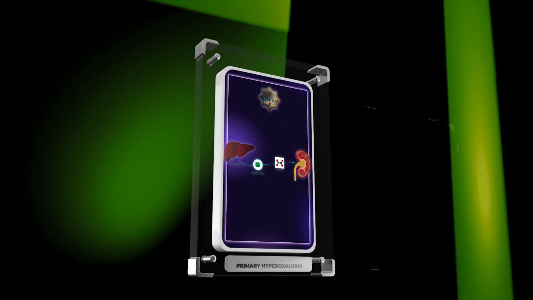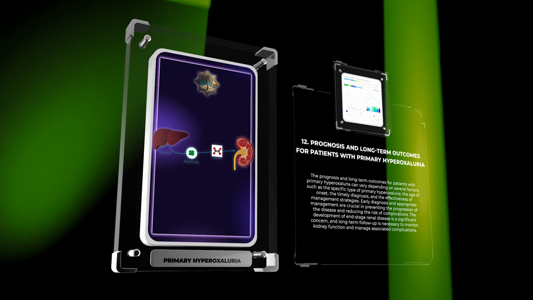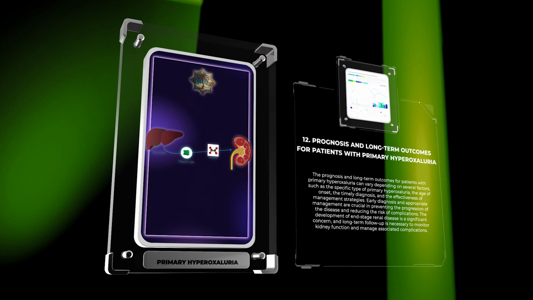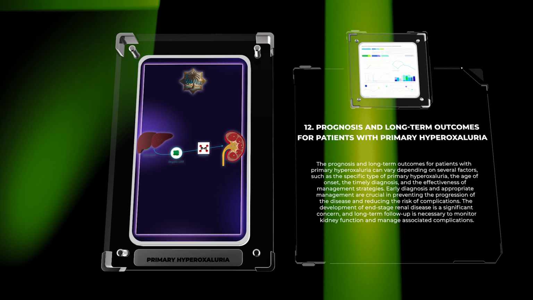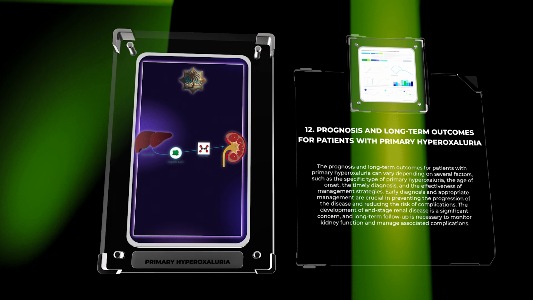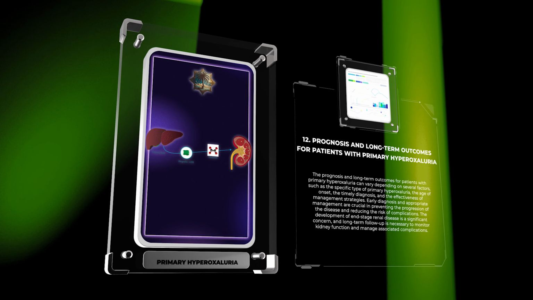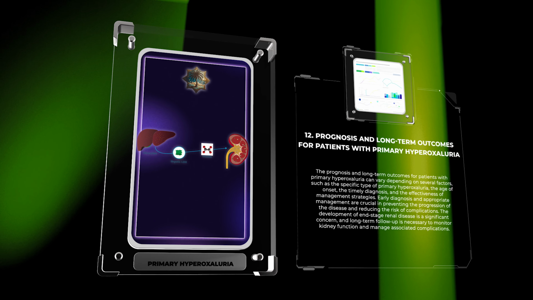The prognosis and long-term outcomes for patients with primary hyperoxaluria can vary depending on several factors, such as the specific type of primary hyperoxaluria, the age of onset, the timely diagnosis, and the effectiveness of management strategies. Early diagnosis and appropriate management are crucial in preventing the progression of the disease and reducing the risk of complications. The development of end-stage renal disease is a significant concern, and long-term follow-up is necessary to monitor kidney function and manage associated complications.